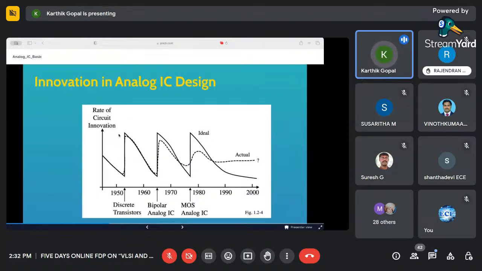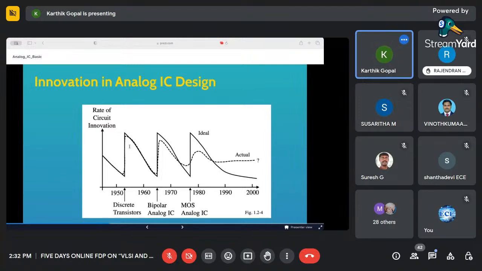And what is innovation in analog IC design? So we have this graph that says between 1950 and 1960, discrete transistors were invented, right? And after that, there was no invention until between 1960 and 70. After that, there was the introduction of bipolar devices. So till around 1980, bipolar were used.